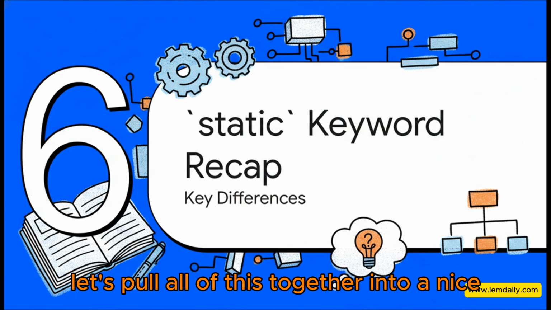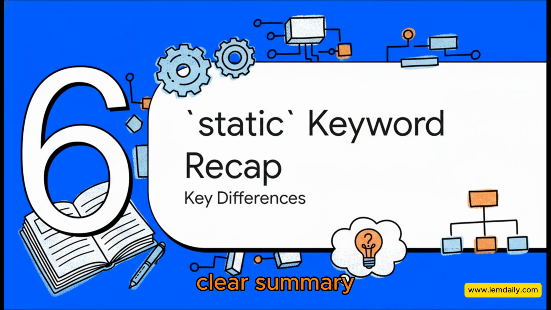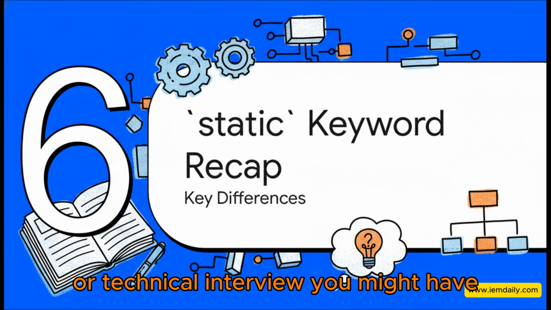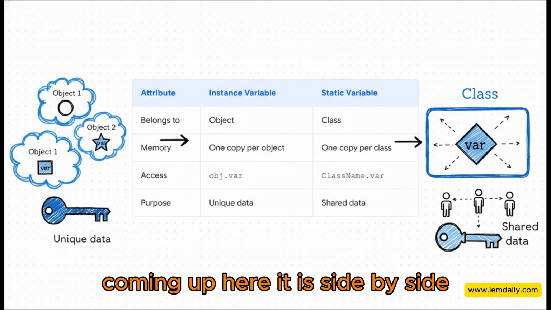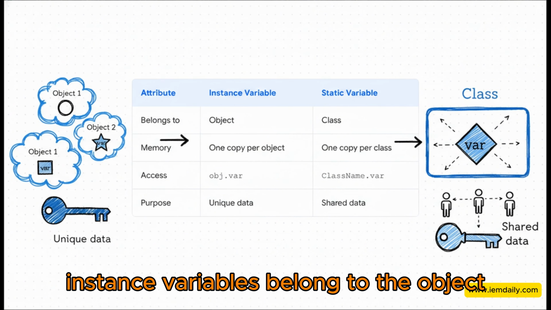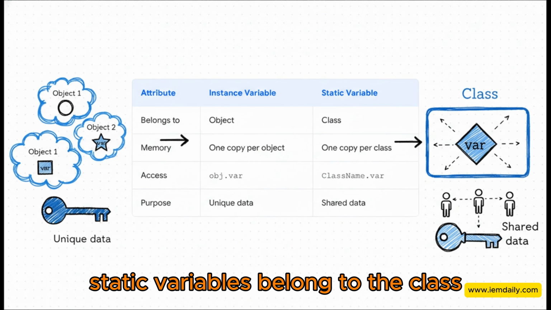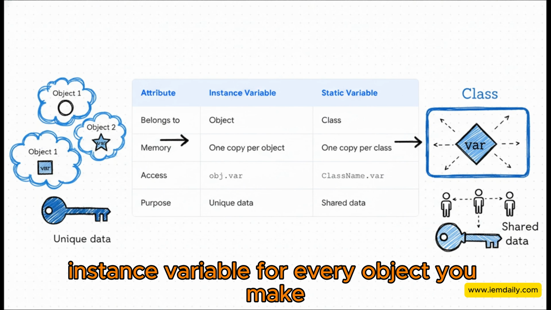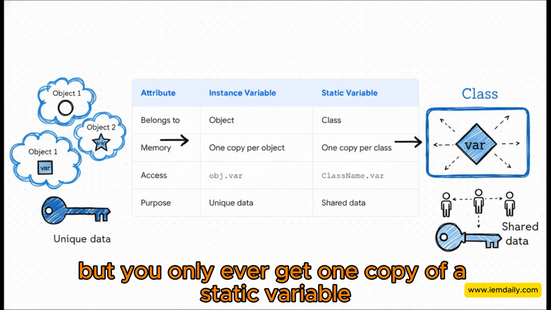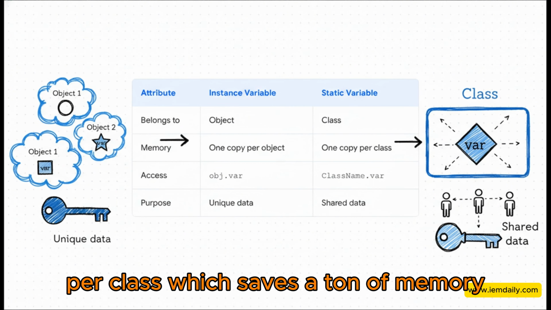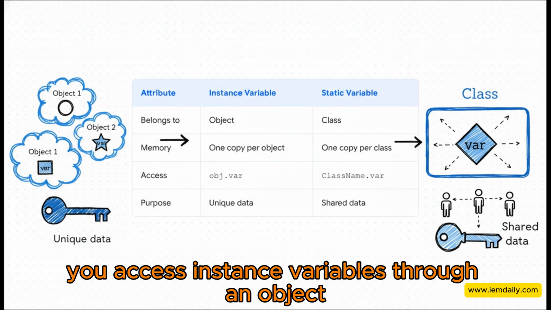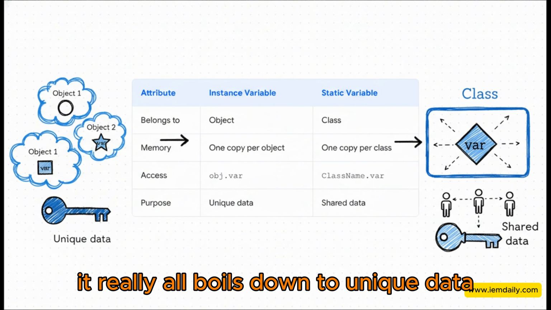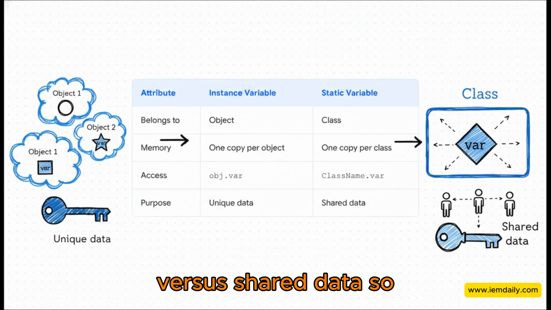All right, let's pull all of this together into a nice, clear summary. Understanding these differences is absolutely critical for any Java exam or technical interview you might have coming up. Here it is, side by side. Instance variables belong to the object, static variables belong to the class. You get one copy of an instance variable for every object you make, but you only ever get one copy of a static variable per class, which saves a ton of memory. You access instance variables through an object, but you should always access static variables through the class name. It really all boils down to unique data versus shared data.